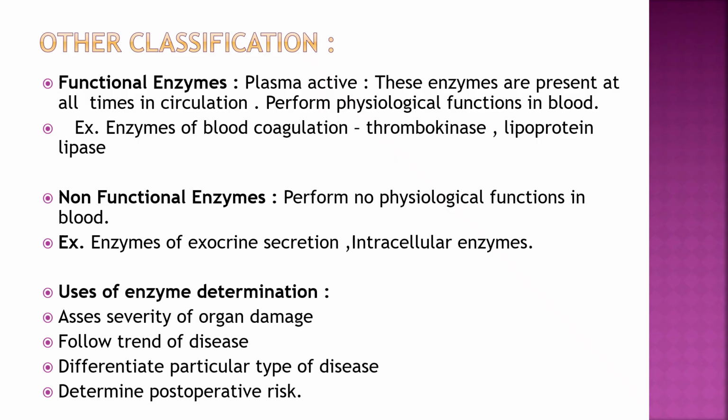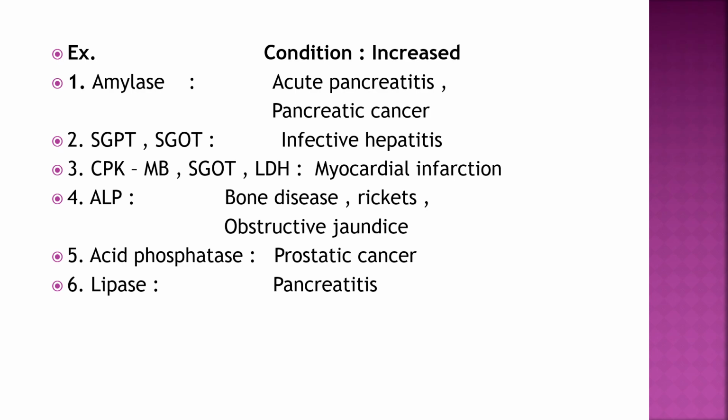Uses of enzymes are for the assessment of the severity of organ damage, then to follow the trend of the disease, that is follow up, then to differentiate a particular type of disease and determine post-operative risk. So for example, amylase, if it is raised, it can be acute pancreatitis or pancreatic disease like pancreatic cancer. AGPT, SGOT increased in infective hepatitis.